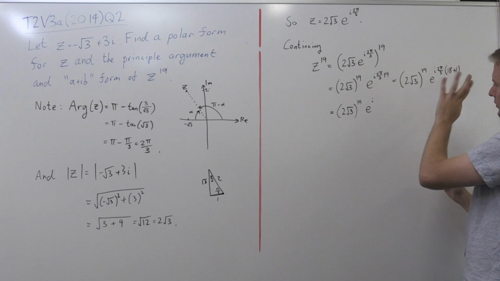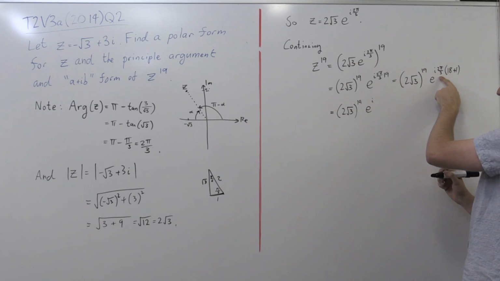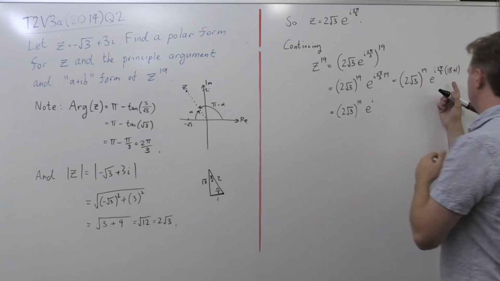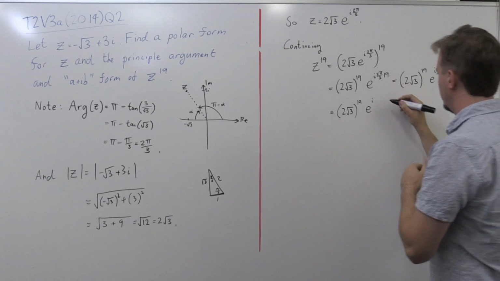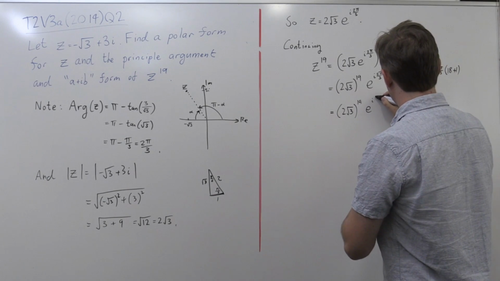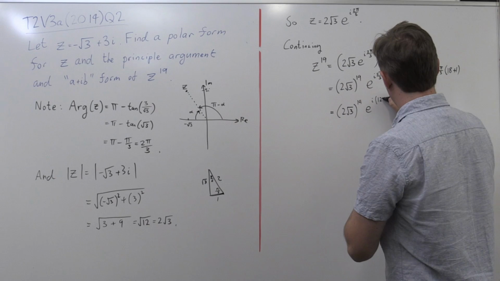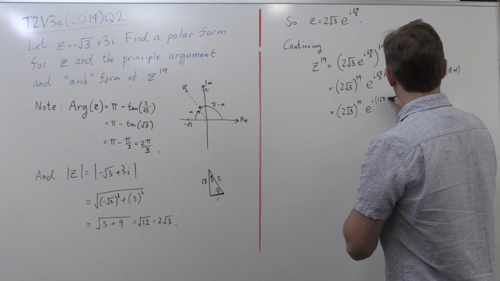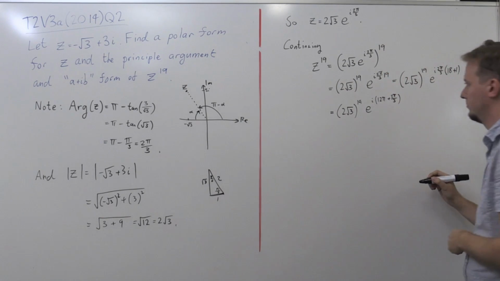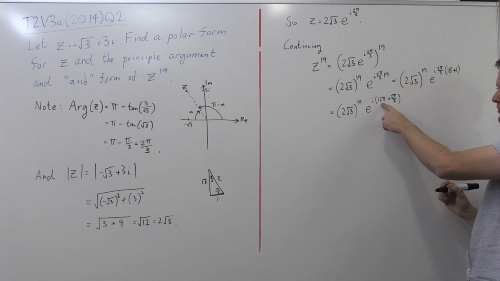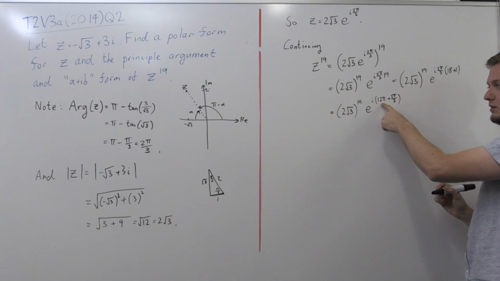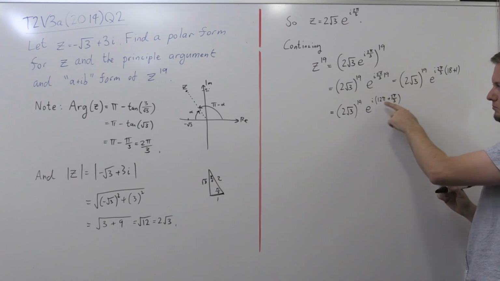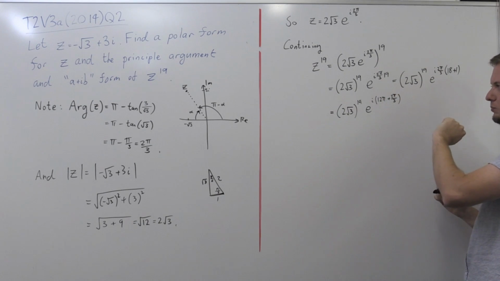I'll do it slowly because I'm prone to make mistakes. 18 divided by 3 is 6, and 6 times 2 is 12, so I'm going to get i of 12 pi plus 2 pi over 3. Well, this is a multiple of 2 pi. It's actually 6 times 2 pi. So, in terms of an angle, this is just the same as 2 pi over 3.